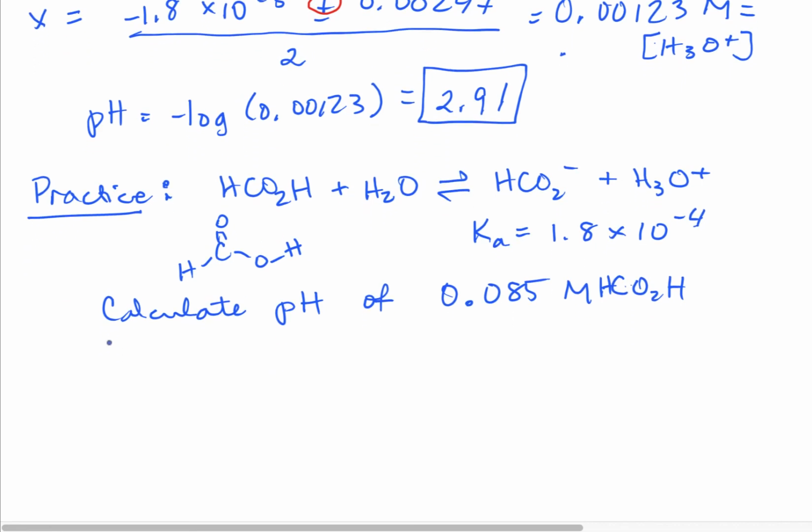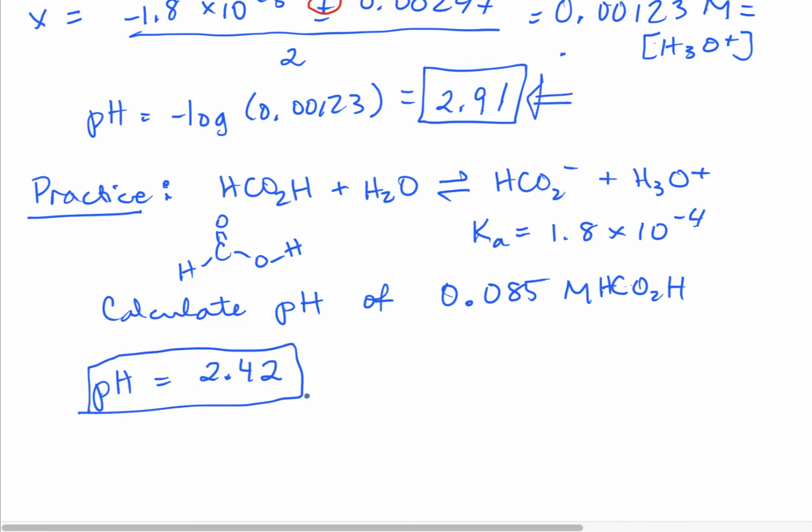All right, so hopefully you were able to calculate that the pH for the formic acid was 2.42. So formic acid is a little bit stronger than acetic acid, but it's still quite a bit weaker than hydrochloric acid.